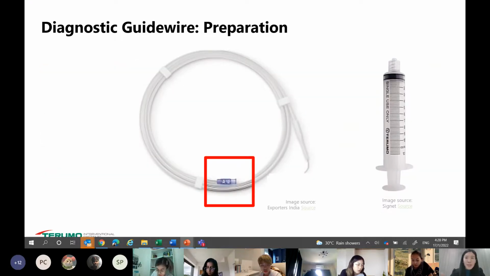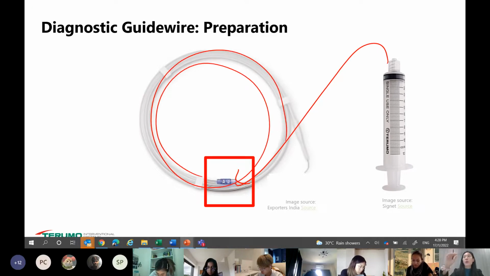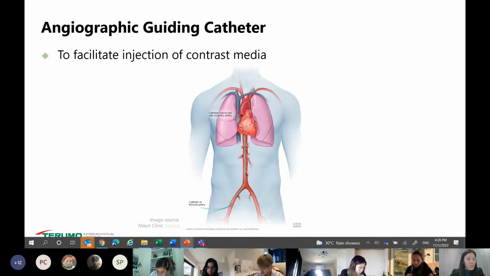So device priming is usually done from the hub attached to the holder tube, before the diagnostic guide wire is removed from the holder tube. So for new devices, this is what they usually do. They will usually put this syringe with the saline and heparin, attach it to the holder tube, and flush it so that the water will go around and wet the whole device. Okay, so that's for the diagnostic guide wire.